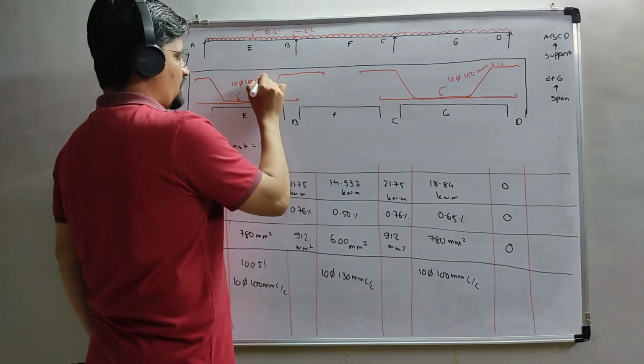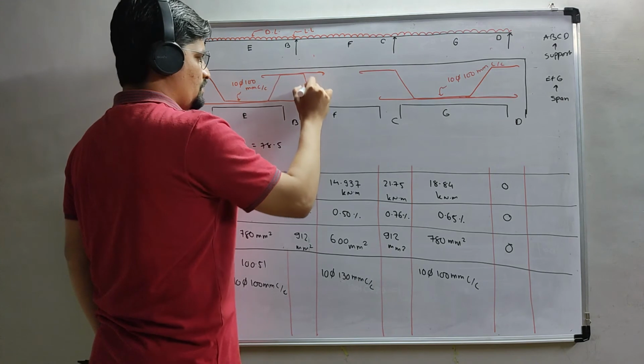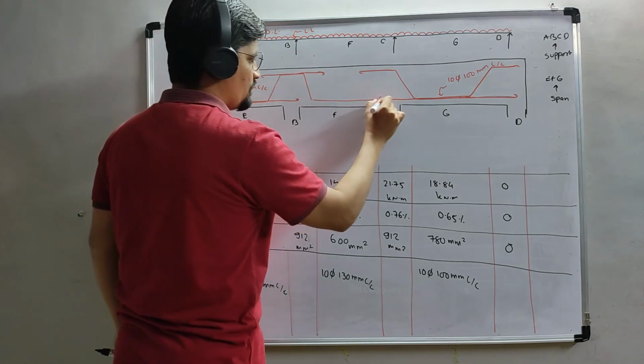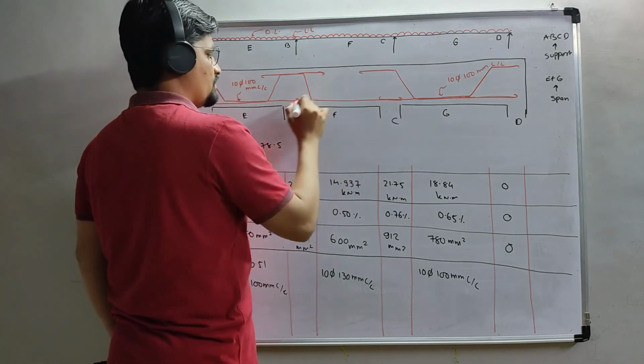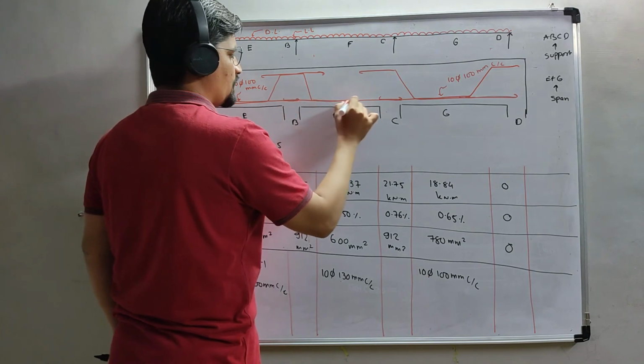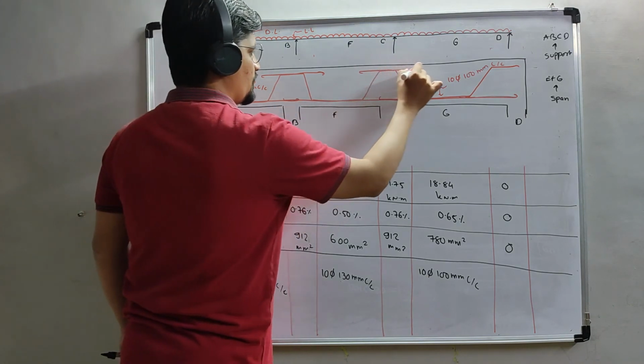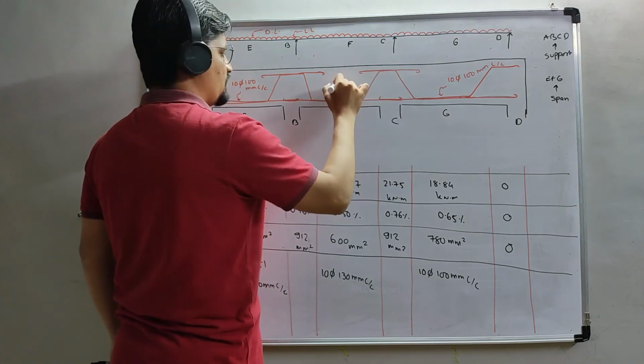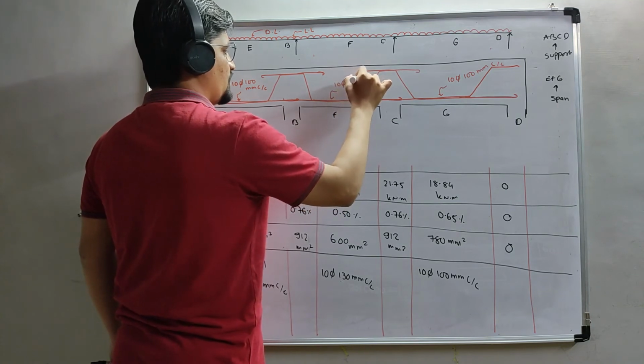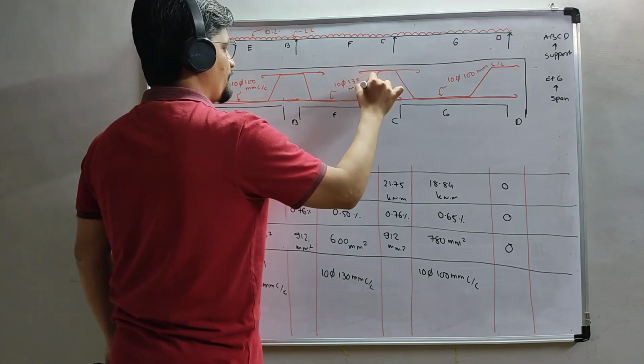So it will start from here to here, and from here it will start and go from here to here. This is 10 dia 130 mm center to center.